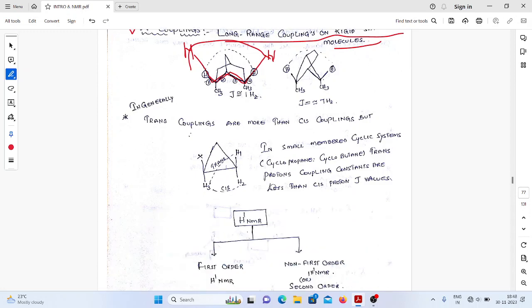Generally, we know that the trans coupling constants are higher than the cis coupling constants as the general situation. But in case of the three-membered rings, because of the higher ring strain, what we are observing is that trans coupling constants are lesser compared with the cis coupling constants. This is all about coupling constants and types of coupling possible in different chemical systems with proton.